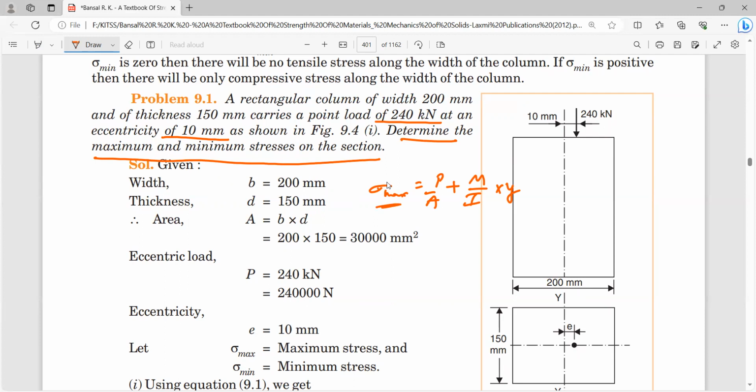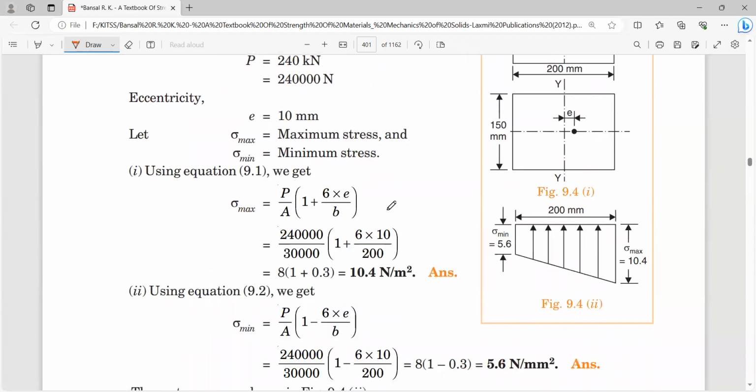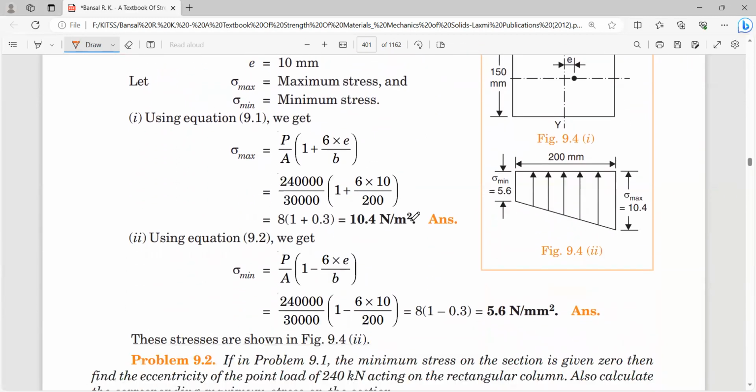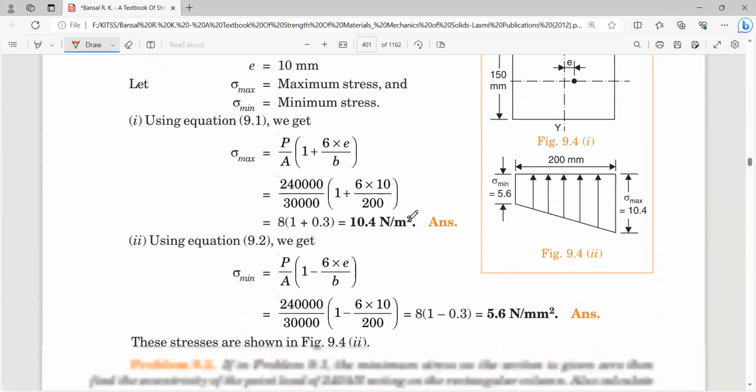So P by A plus the moment. What is the moment here? Because of eccentricity the moment is coming, so M is equal to P into e. Okay, what is I? Moment of inertia about the y axis. So bending is along the y axis, so we have to take db cubed by 12, and for y we have to consider the maximum distance. Okay, so if you substitute the y value also, you are going to get the maximum stress.